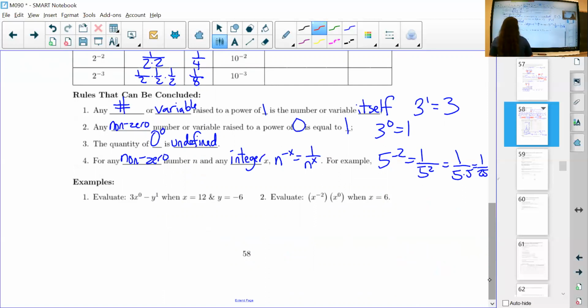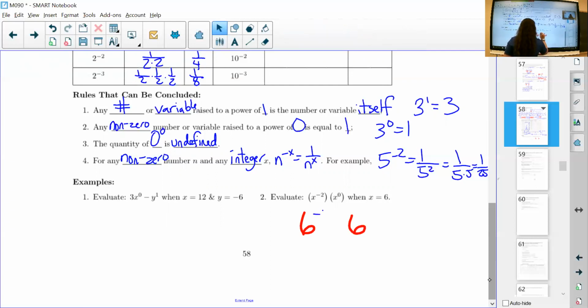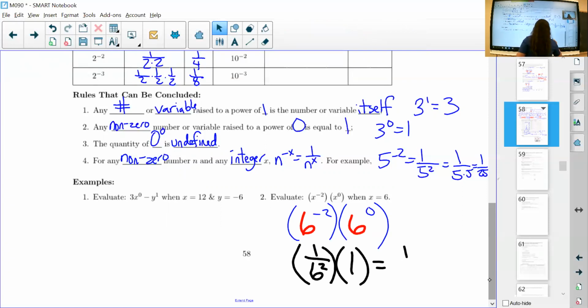So if x is 12 and y is 6, remember you're just plugging in 12 for x, negative 6 for y. Here we just have x equals 6, so I'll plug that in. I have 6 to the negative 2 times 6 to the 0. I can do this a couple of ways once I learn some more rules, but for now, let's think about this. 6 to the 0, that's just 1. 6 to the negative 2, that's 1 over 6 squared. So I get 1 over 36 as my answer.